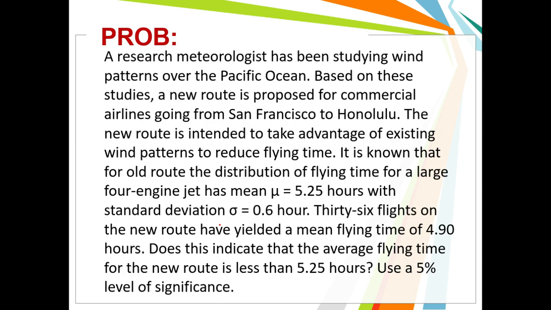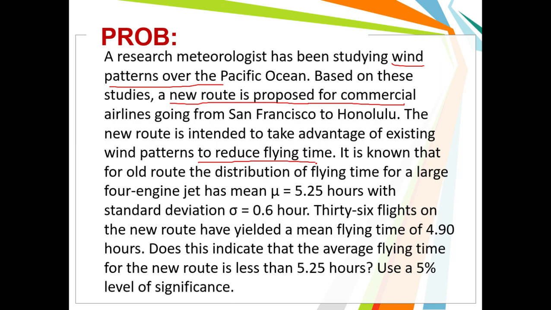Okay, so para mas maintindihan, let's have another example. So this time naman, let's have a one-tailed na test. Kasi kanina we have two-tailed test, okay, na problem. Okay, so in this problem, the research meteorologist has been studying wind patterns. This time, mga wind patterns naman yung i-compare. And based on these studies, a new route is proposed. Okay, may bagong ruta that is for the commercial airlines going from San Francisco to Honolulu. The new route is intended to take advantage of existing wind patterns to reduce the flying time. So yung pinaka-purpose ng bagong route is to reduce the flying time.